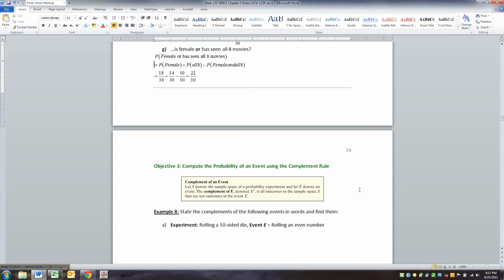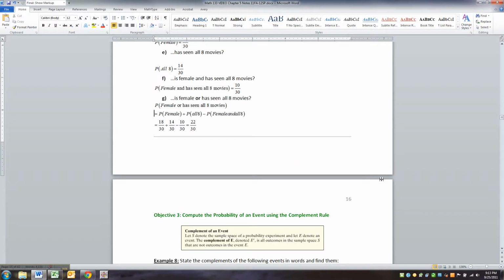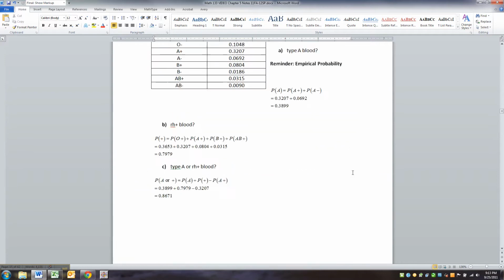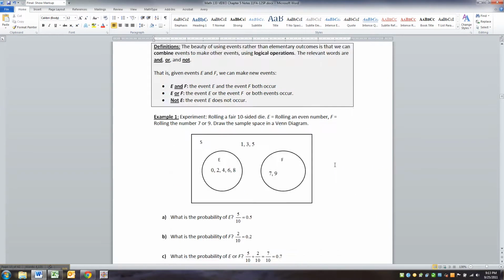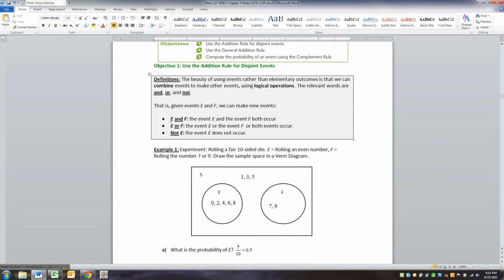Now, if you remember back to when we first started talking about events, we talked about how there were three types of compound events that were kind of important to us. There's E and F, that's the overlap. There's E or F. That's the one we've been working with up to this point. The addition rule handles this one.